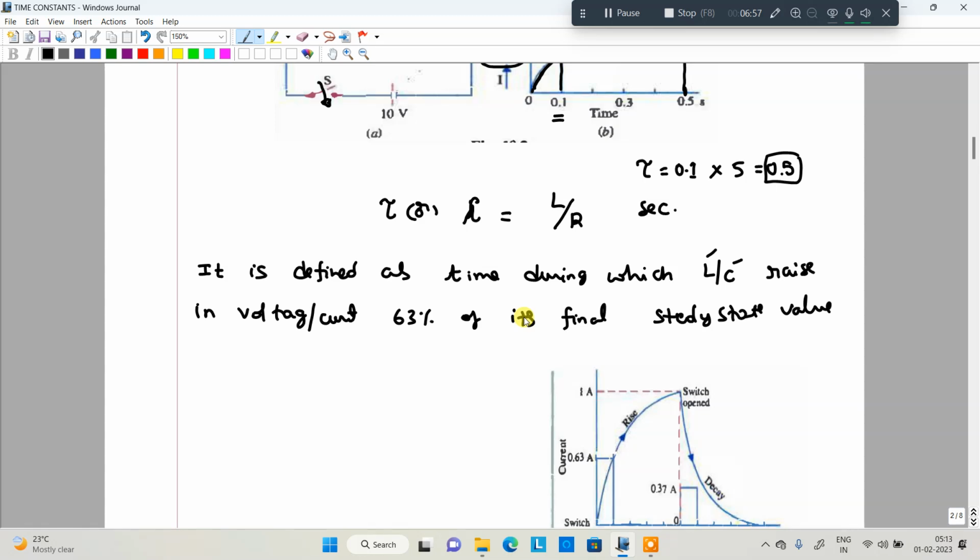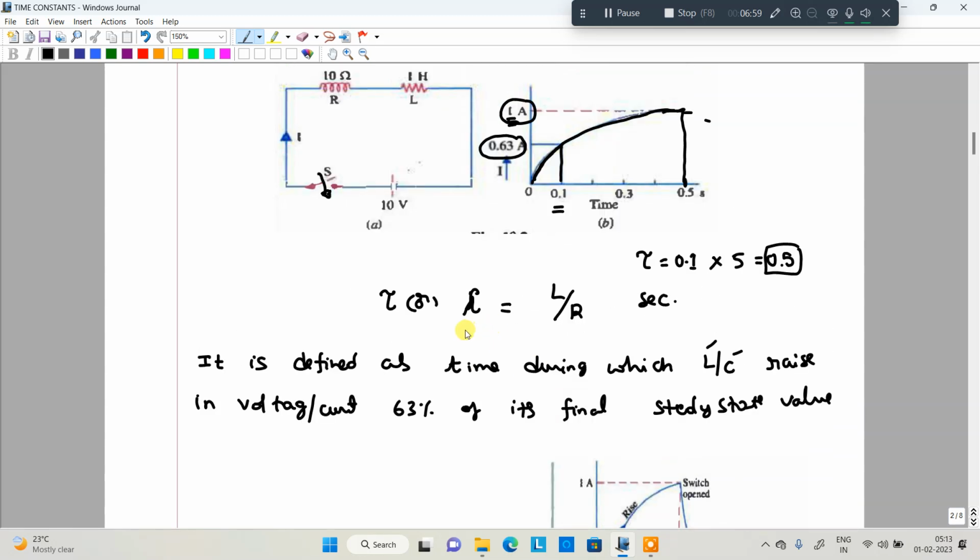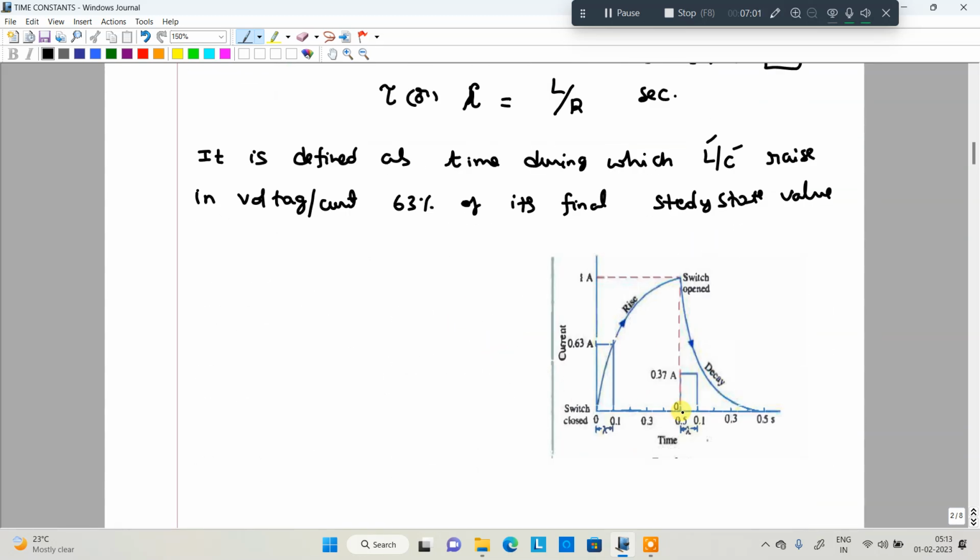I am going to explain the time constant in another manner, that is the decay, after the rising up to 63%. What is the falling case, the decreasing case, of the time constant? So let us see. I'm going to give you another definition. Time constant is defined in another way in the decaying case.